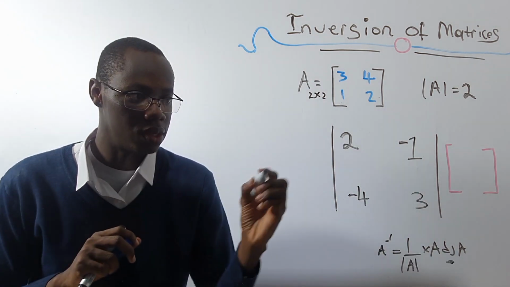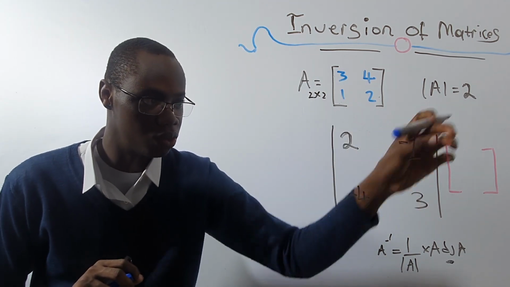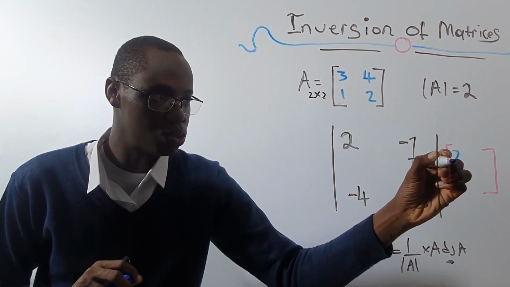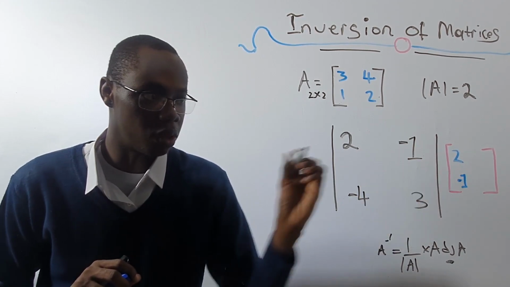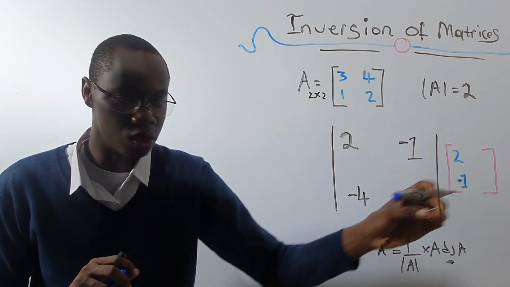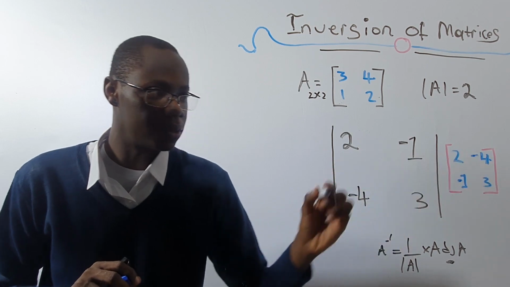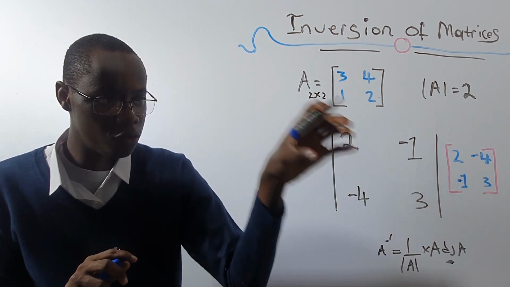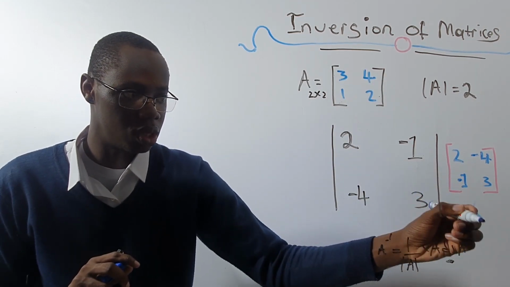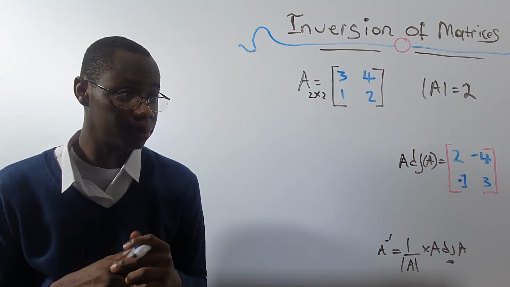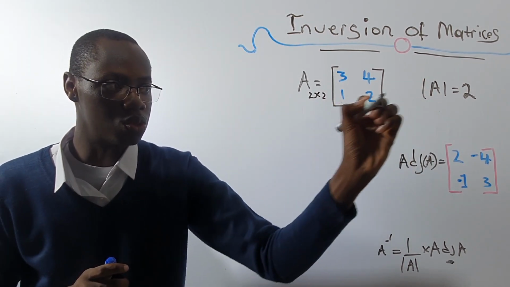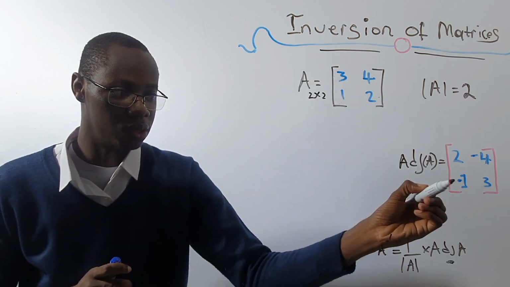All I need to do is turn this row into a column, turn this row into a column. So now turn this first row into a column. That will be 2 and minus 1, right? That's the first step. Now the second step is to turn this second row into a column. So the adjoint is just: find the cofactor, this is the cofactor, and then transpose the cofactor. That will give us our adjoint. Very simple. So as you can see, now I have my determinant, which is 2, of this matrix, and I have my adjoint of A.